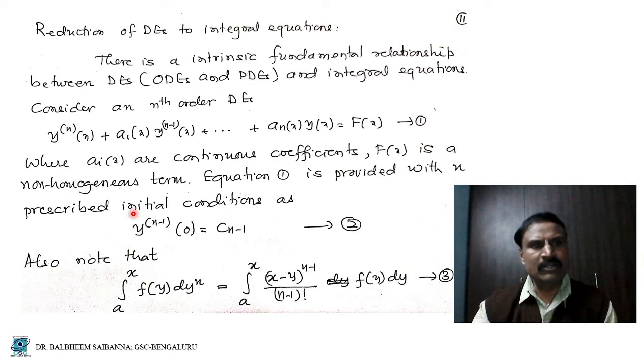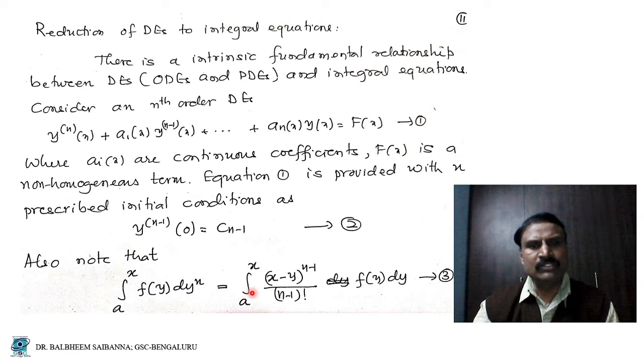Equation 1 is provided with n prescribed initial conditions, such as y to the power of n minus 1 of 0 is equal to c n minus 1. If it is a second order equation we need two conditions, and for third order we need three conditions to solve the given differential equation. Here y to the power of n minus 1 of 0 is equal to c n minus 1; this is the initial condition.